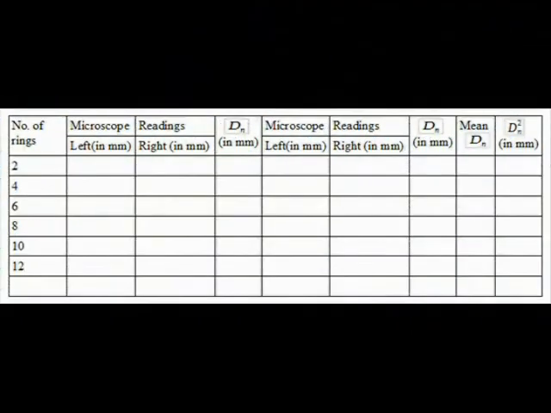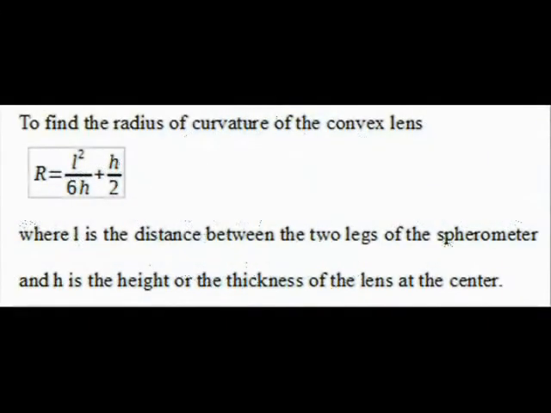Make the observation table as shown here. Use the formula to find the radius of curvature of the convex lens. R equals L square over 6h plus h by 2, where L is the distance between the two legs of the spherometer and h is the height or the thickness of the lens at the center.